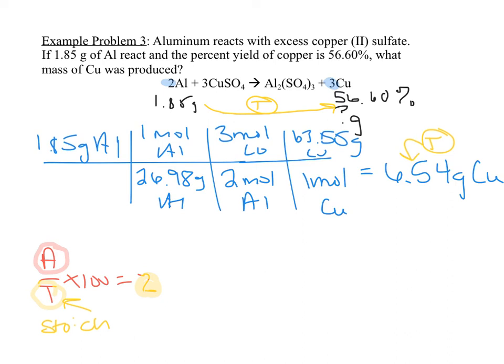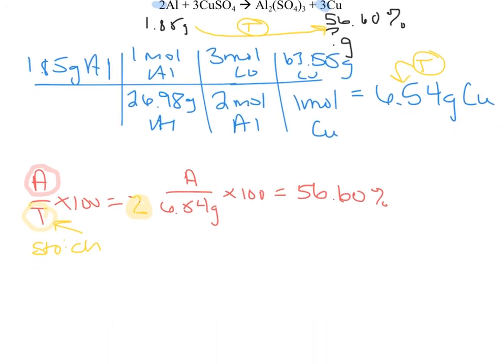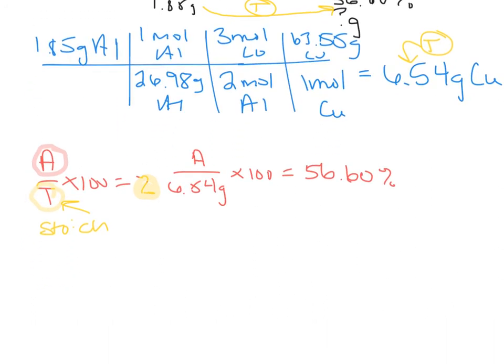So now we can plug these values into our percent formula. Actual is what we're looking for. I'm just going to leave it as A. Theoretical, we have that, 6.54 grams of copper times 100 is going to equal 56.60%. Now at this point, it's an algebra problem. We need to solve for A.